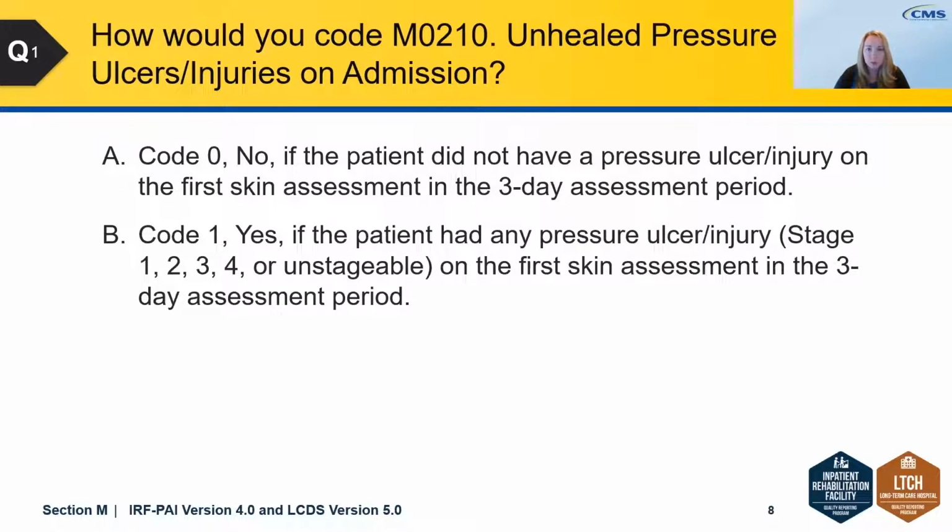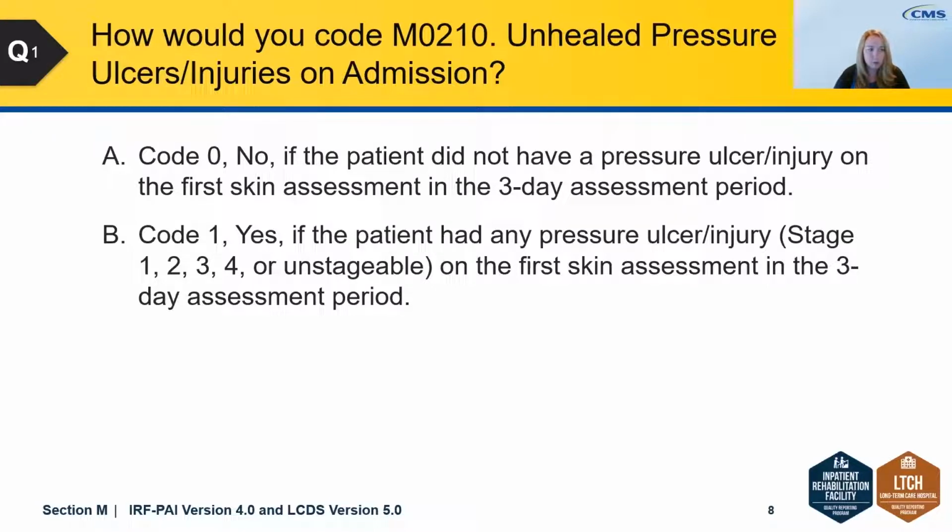Would it be A, code 0-No, the patient did not have a pressure ulcer or injury on the first skin assessment in the 3-day assessment period, or B, code 1-Yes, if the patient had any pressure ulcers or injuries, stage 1, 2, 3, or 4, or unstageable on the first skin assessment in the 3-day assessment period. Take a couple seconds and please lock your answer in for the polls.